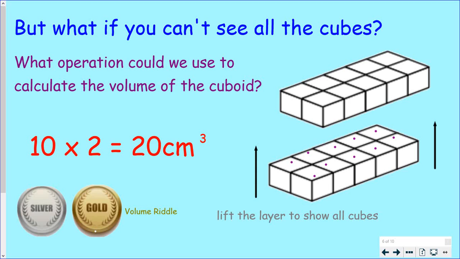Now, in the volume riddle, it gives you lots of different pictures, and each picture is a different letter. Then at the bottom, there are lots of different answers, and you need to match the picture with the answer and you'll solve the riddle. But I'd like you to do bronze and silver before you move on to gold.